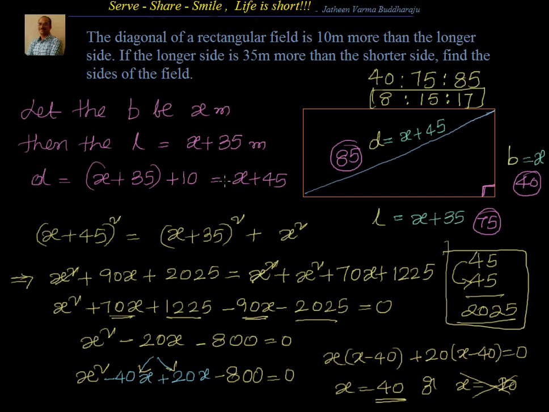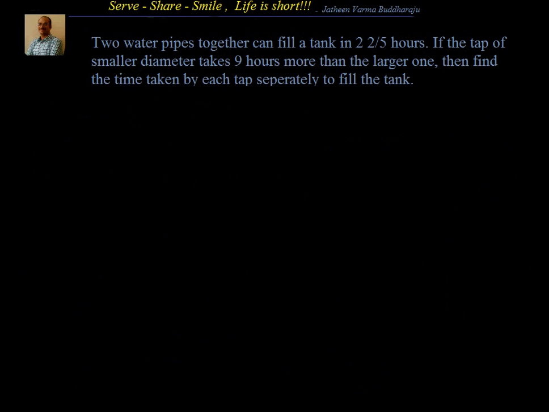Let's do one more problem. We have this problem. Two water pipes together can fill a tank in 2 and 2 by 5 hours. If the tap of smaller diameter takes 9 hours more than the larger one to fill the tank, find the time taken by each tap separately to fill the tank.